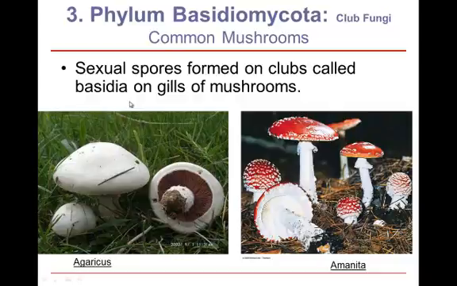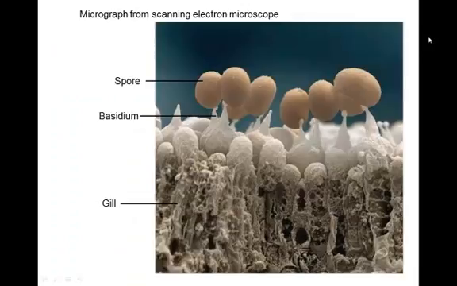Basidia means little club. And so these little clubs, and that's why they're called the club fungi, produce their spores there. This is a very nice scanning electron micrograph that shows these little white clubs, and each one of them can support several spores. Often it's 2 or 4. And so there's the basidium, and there is the spore up above. These are supposed to be club-shaped little structures. This material down here at the bottom is the gill.